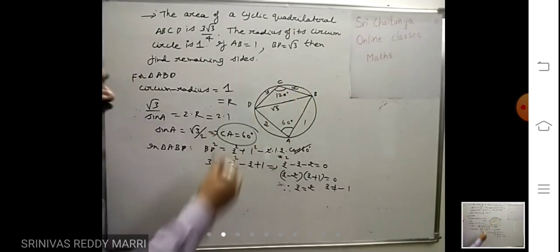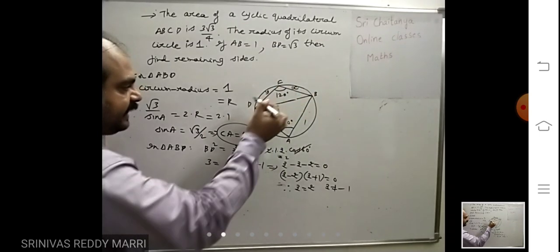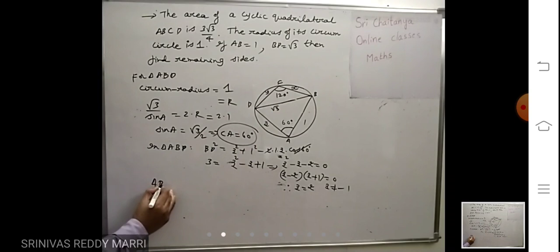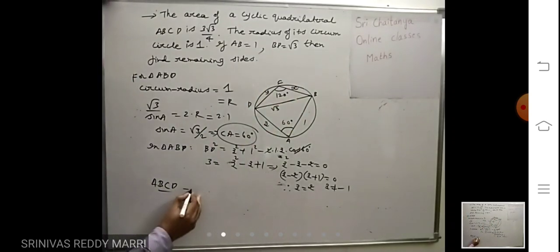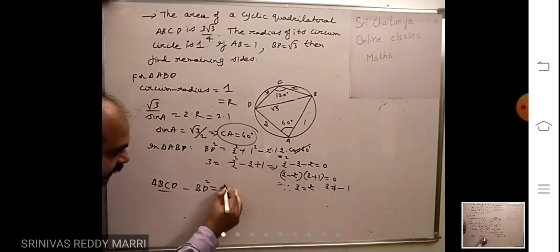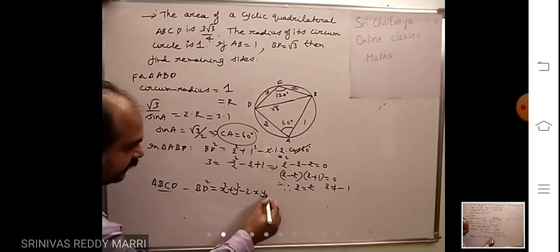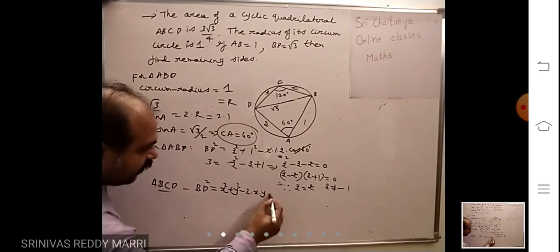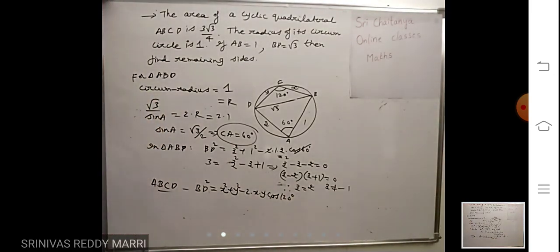Now you have to calculate what is x and y. Take the triangle BCD. Now this is the third side. This is x, this is y, and this is root 3. From this triangle, you can write BD square equals to x square plus y square minus 2 into x into y into cos 120.